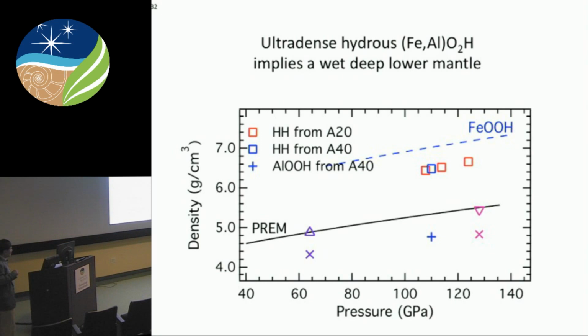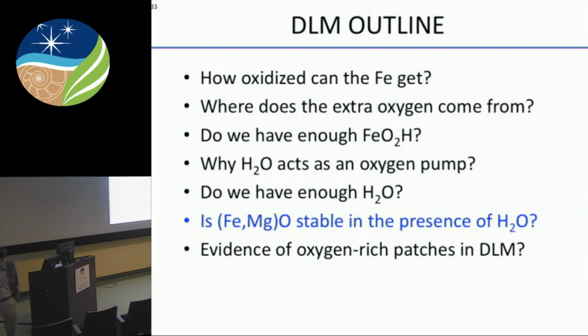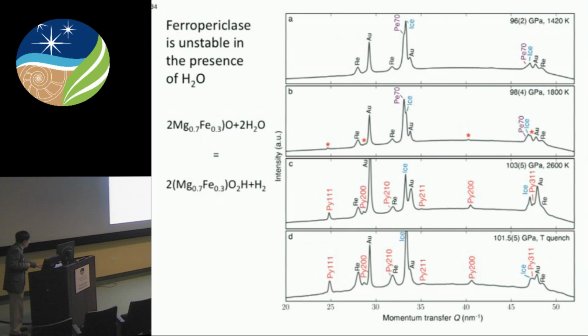Okay, the next question is, as I said, that the magnesium will do the same thing. If you have an FeMgO, you know that in the transition zone or above, it's not stable because it would react with the pyroxene composition to form olivine composition, like a spinel. But this could be stable in the lower mantle. But what if you have water next to it? In the presence of water, a ferroperoxide is actually unstable if we put water there.